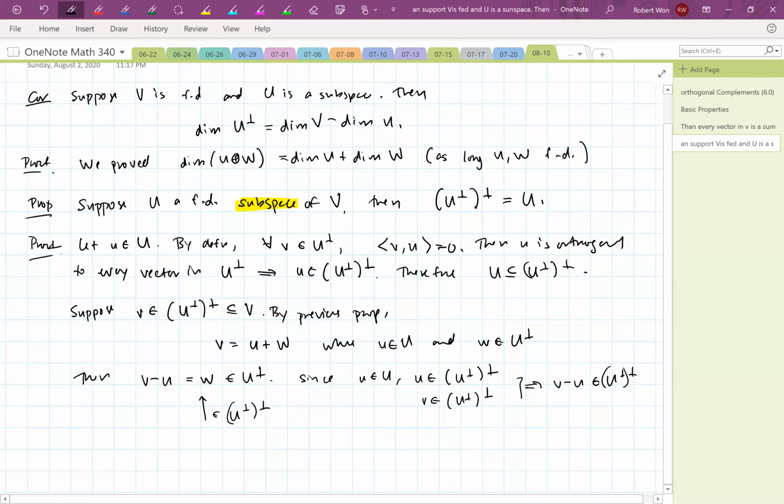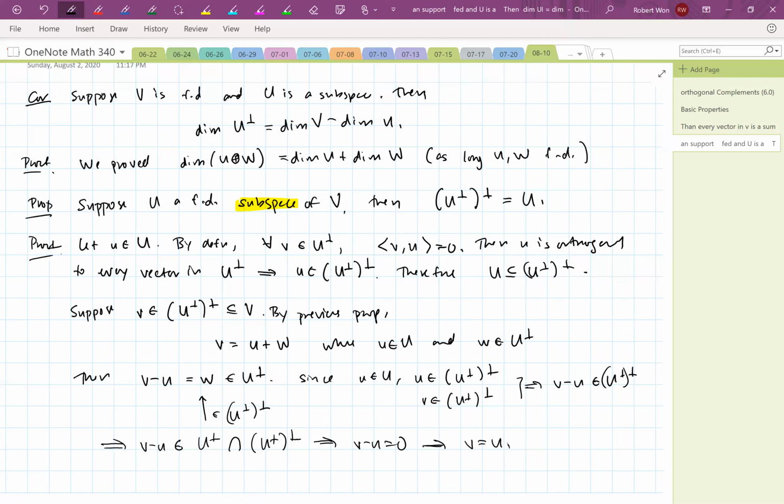Therefore, this vector w, which is v minus u, is in U perp and it's in U perp perp. Which means that w, or v minus u, whatever you want to say, is in the intersection of a subspace and its perp. But the intersection of a subspace and its orthogonal complement is 0. So this implies that v minus u equals 0, which means that actually v equals u. I just assumed at the start that v was in U perp perp, and what I got was that v is equal to u, which is in U.